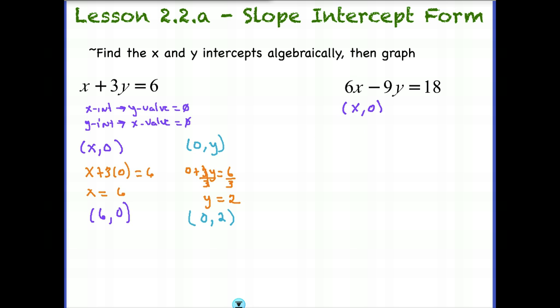And going ahead and solving, we have 6x minus 9 times 0 equals 18. Well, 9 times 0 is 0, so 6x equals 18. We need to divide both sides by 6. 6 divided by 6 is 1 or 1x, and 18 divided by 6 is 3. That means then that our x-intercept is 3, 0.